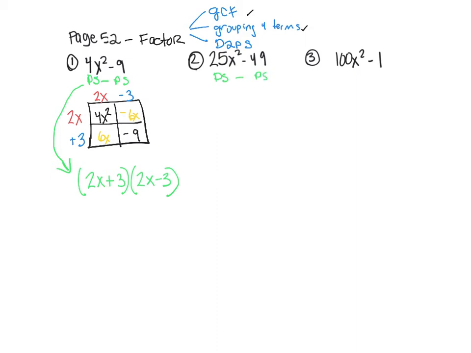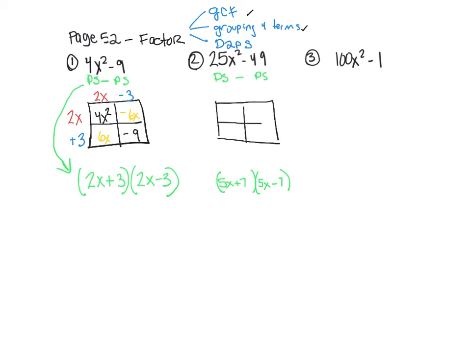Now, if I recognize that yes, it is, then I may immediately go to my answer and say, well, I know that 25x squared is 5x times 5x, and that a negative 49 has to be a positive 7 and a negative 7. And I could have my factors immediately.